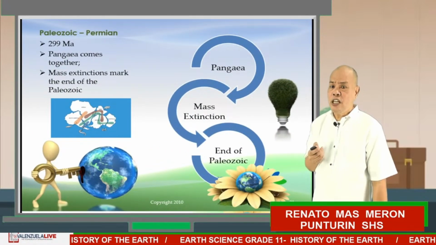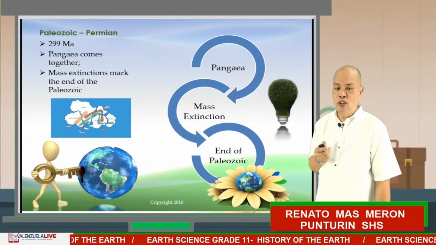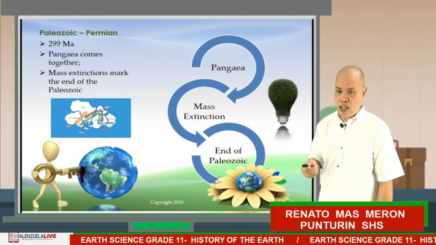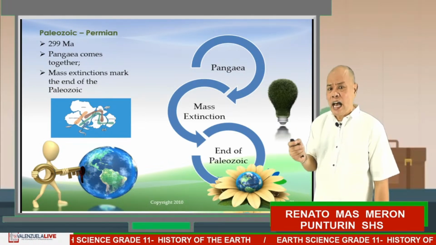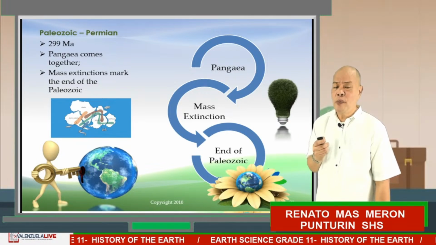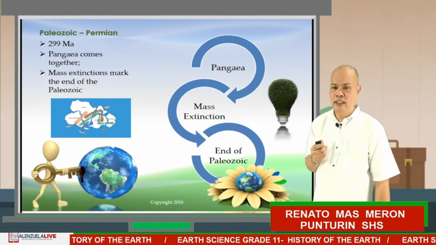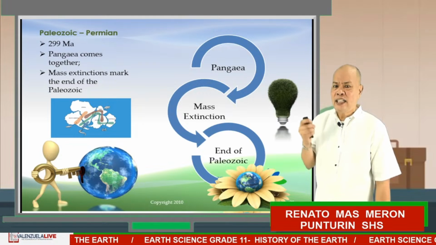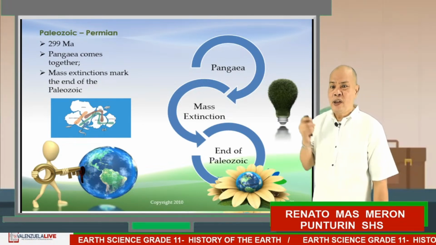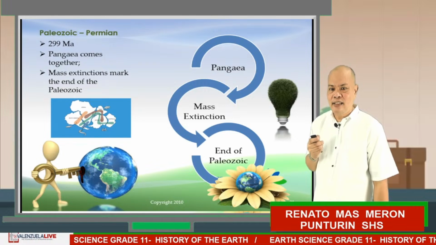In the Permian period during the Paleozoic era in 299 megaannum or 299 million years ago, these were the events that happened during this time. Pangaea came together forming a large single continent. There was a mass extinction of living organisms this time. The Paleozoic era ended here.